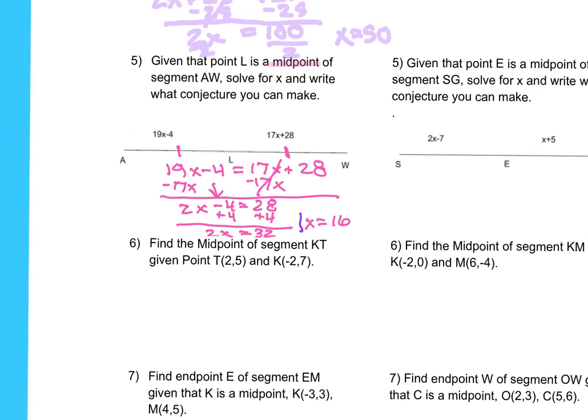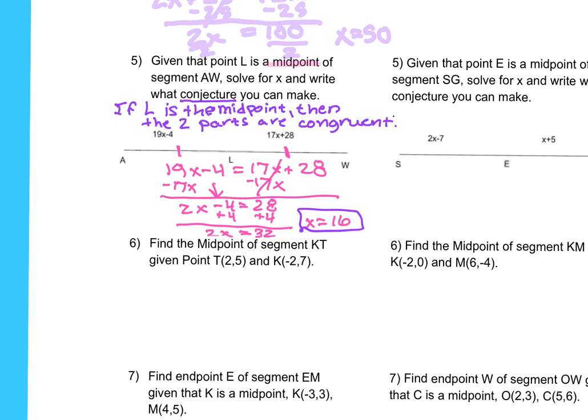All right, we found x, which was the first part of our job, but now the next part says, what was the conjecture you can make? Well, when we think about conjectures and we have the word midpoint, what we can conclude is that if L is the midpoint, then the two parts are congruent. This part is going to equal this part. When we think midpoint, we are splitting that in half at the midpoint. So the two parts are going to be equal or congruent.